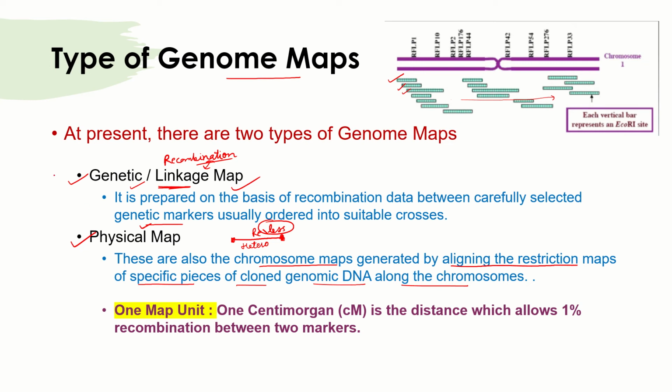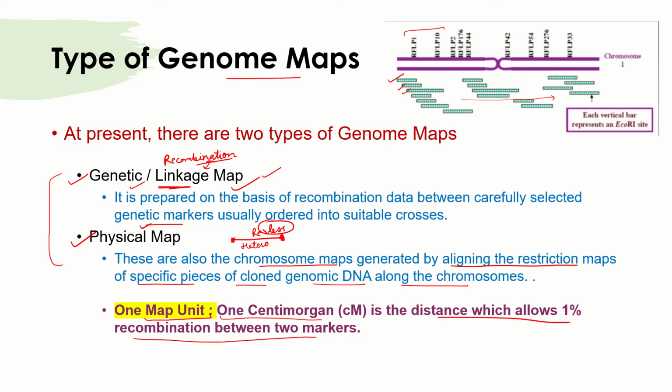Now, whenever we talk about a map, this map must have some unit, a scale. The scale in this case is called the map unit, and one map unit is equal to 1 centimorgan. What is 1 centimorgan? This is a distance which allows 1% recombination between two markers. So it is basically related to this type of map.